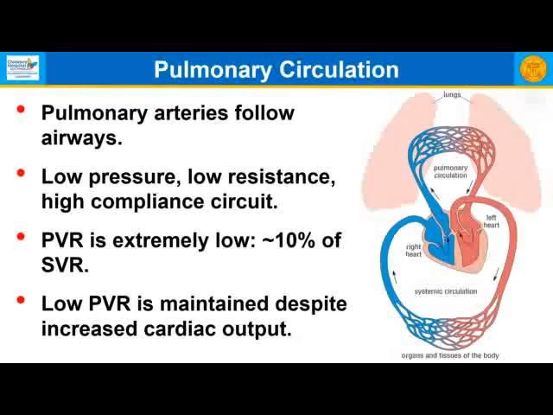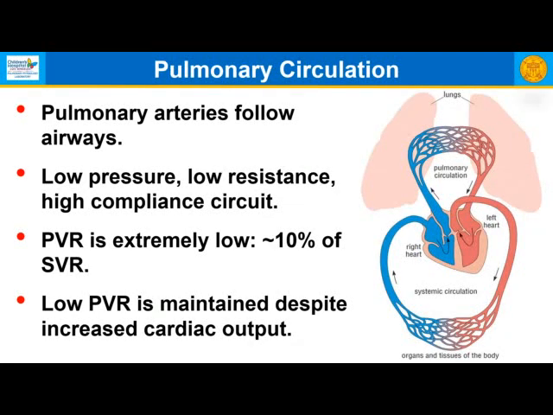So basically, pulmonary arteries follow airways in the pulmonary circulation. Right, so as airways go down and bifurcate, pulmonary arteries follow those airways and bifurcate as well. As opposed to the systemic circulation, the pulmonary circulation is a low pressure, low resistance, high compliance circuit. Pulmonary vascular resistance is extremely low, only about 10% of systemic vascular resistance.